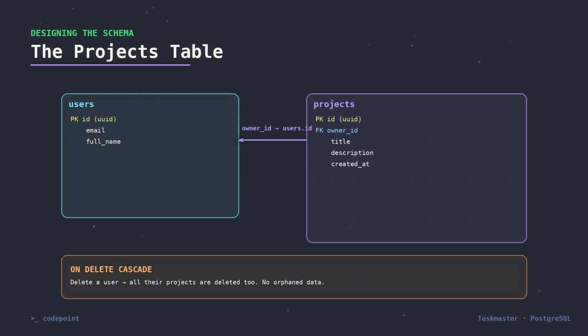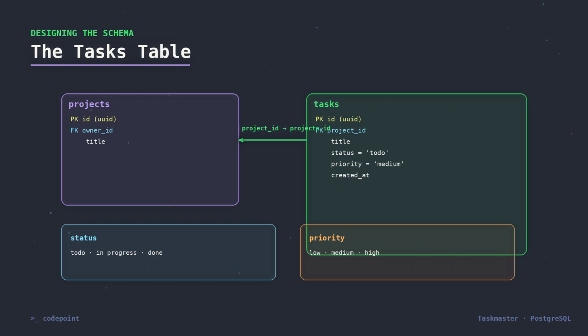The projects table. Projects are owned by users. Each project gets its own UUID, an owner ID field. This is a UUID that references the users table. It's called a foreign key. It points to a specific user. A title and description. Created and updated timestamps. Here's the key part. We add a constraint. On delete cascade. This means if a user is deleted, all their projects are automatically deleted too. It prevents orphan data, projects floating around with no owner. This is called referential integrity. The database keeps your relationships clean.